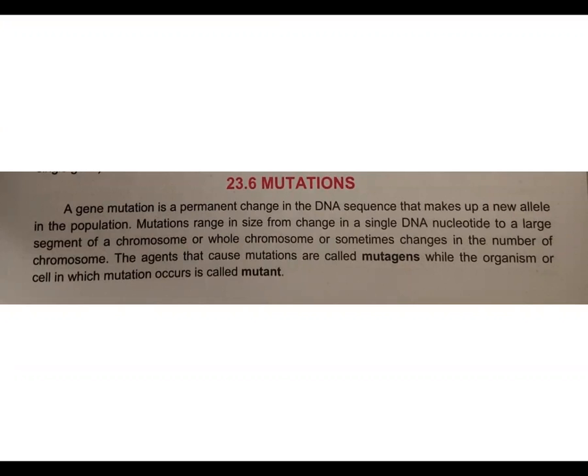They range in size from a single DNA change to a larger segment of a chromosome being sometimes changed, resulting in an overall change in the number of chromosomes in a cell as well. These agents which cause mutations are called mutagens, while the organism or cell which undergoes mutation is called a mutant, which is now very different from its original wild type form.